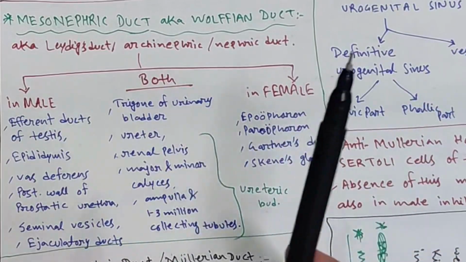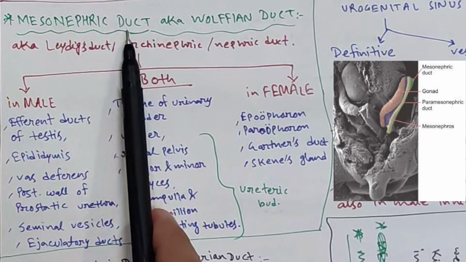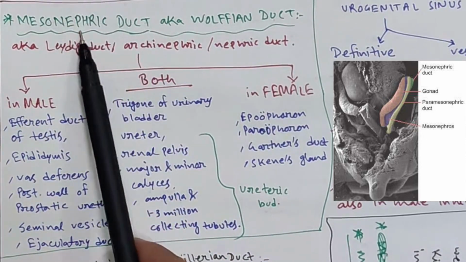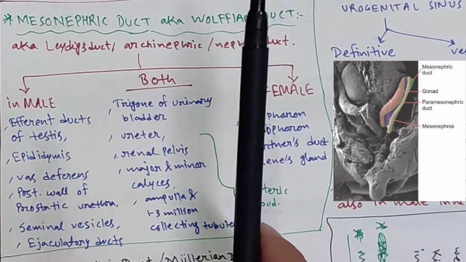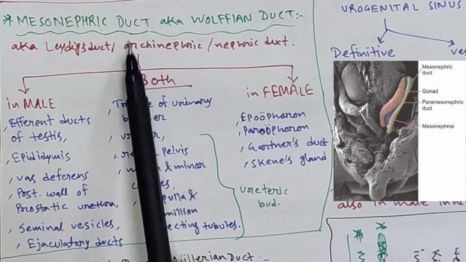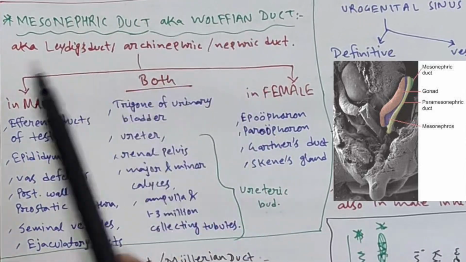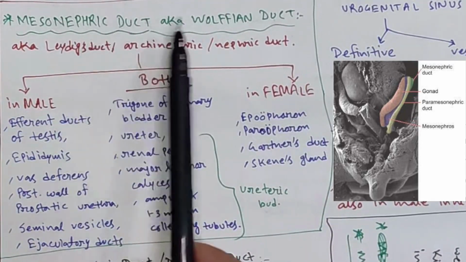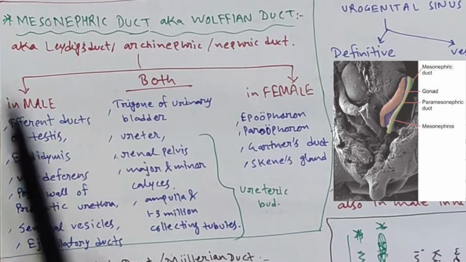Okay. Another extra knowledge point: the mesonephric duct. I will talk about this, but to understand, this mesonephric duct is also known as the Wolffian duct. It is also known as Leydig's duct, the archinephric duct, and the nephric duct. So many names, but only a single tube-like structure. This mesonephric duct or Wolffian duct forms so many structures.